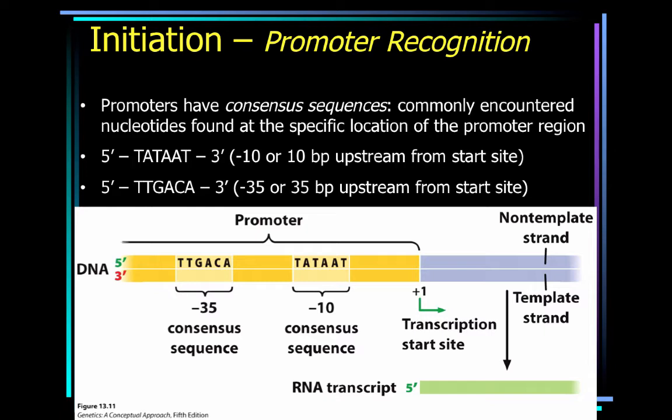So the TATA box is the consensus sequence that we see at -10. So it starts out with TATA and then AT. So we call that the TATA box. And then the second consensus sequence that we see a little further upstream from the start site is this TTGACA promoter recognition. And those are going to be key components that RNA polymerase is going to be looking for as it sets down and associates with the promoter region.